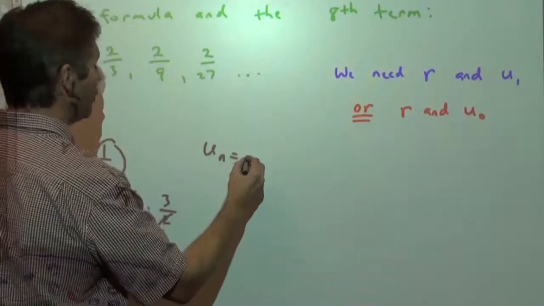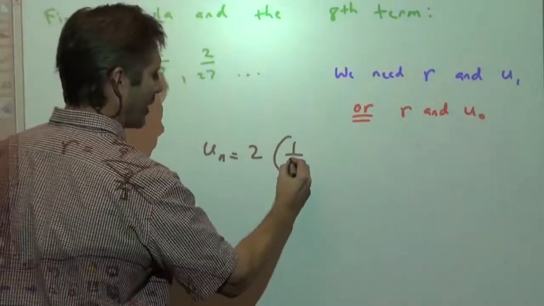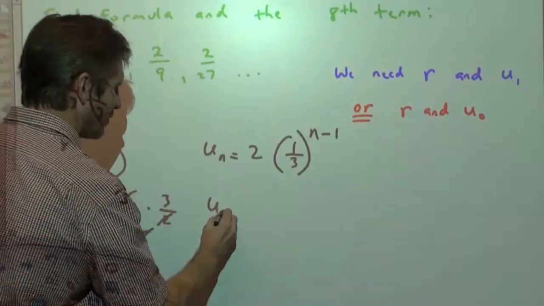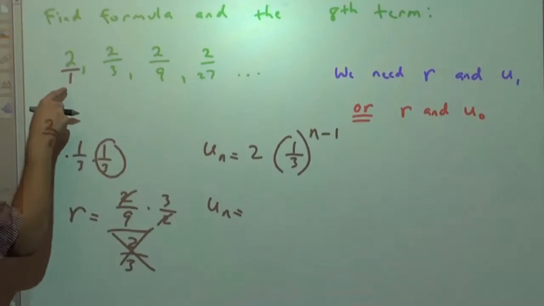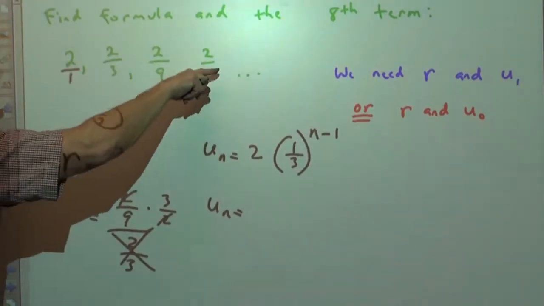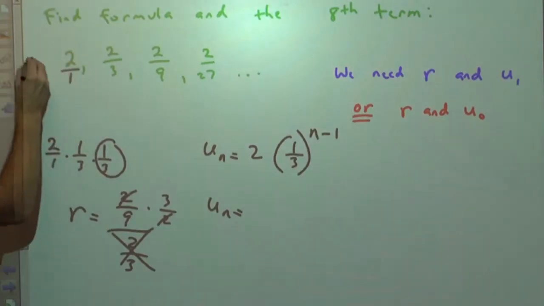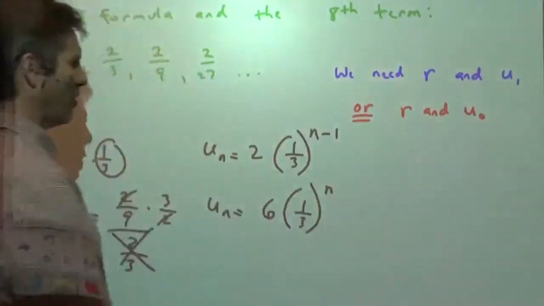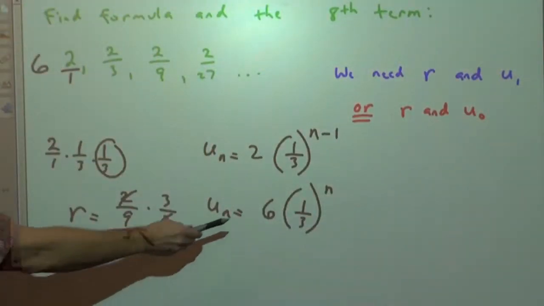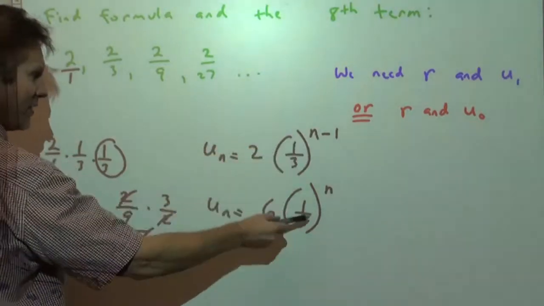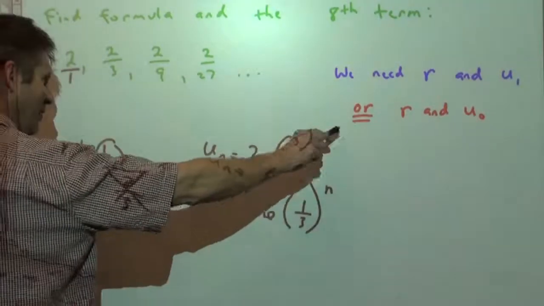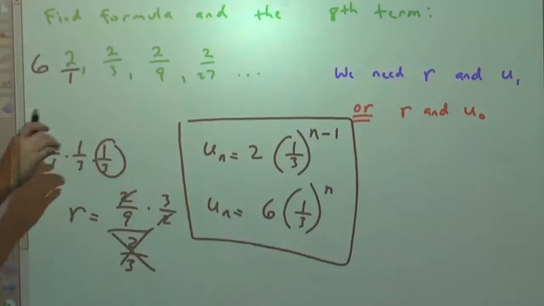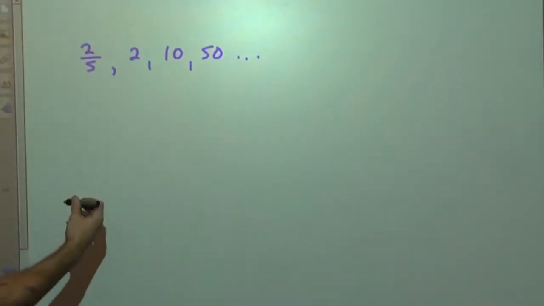U sub n equals u sub 1, which is 2, multiplied by the common ratio of 1/3, raised to the n minus 1 power. Or you can say, let's start with the 0th term. If this is the first term, then if we multiply by 1/3 to go this way, we multiply by 3 to go back this way, 0th term would be 6. We would just take 6 times 1/3 and raise it to the nth power. Either approach is fine. I'd love it if you could do this, because to change this to this is kind of complicated. You have to use negative exponents and whatever. But either rule works. I'll give you full credit for either one. Would love you to be diverse and be able to go more than one way.